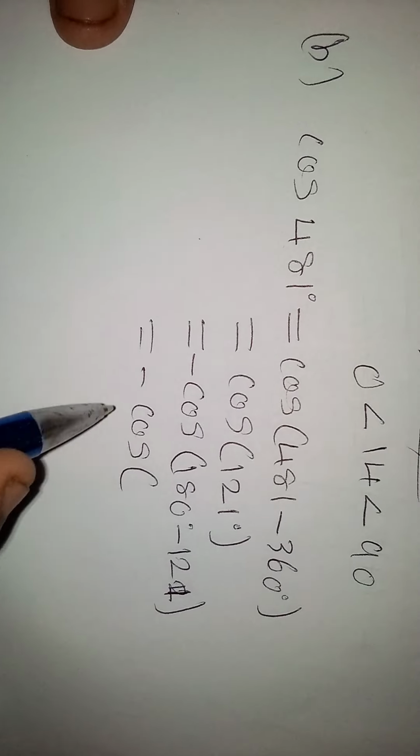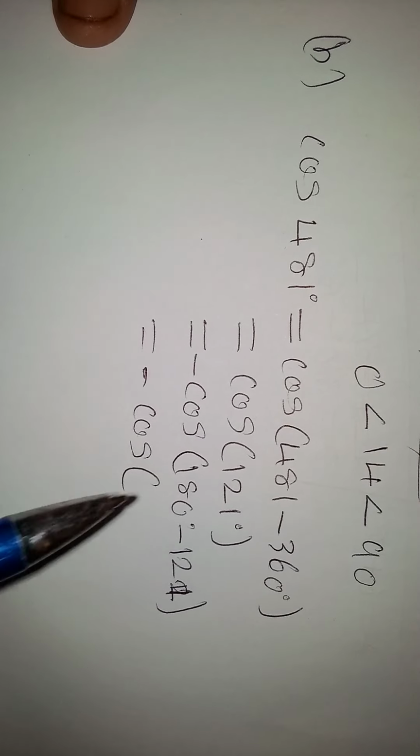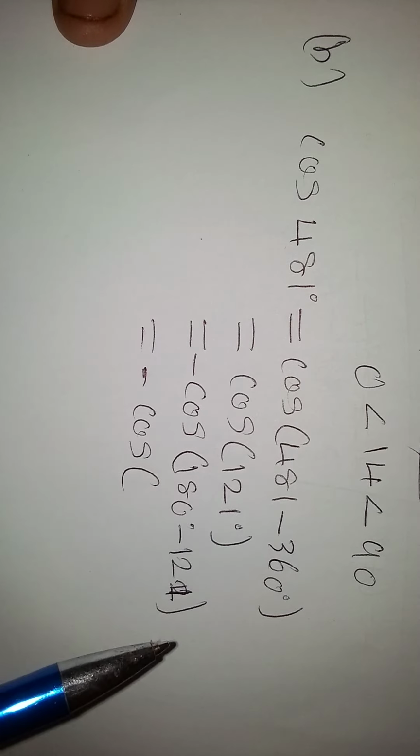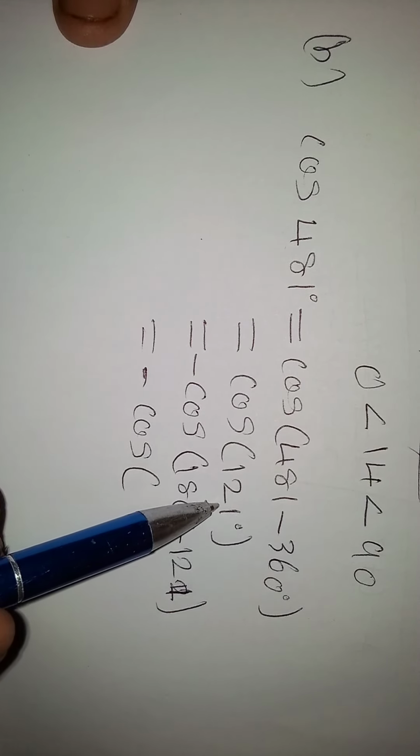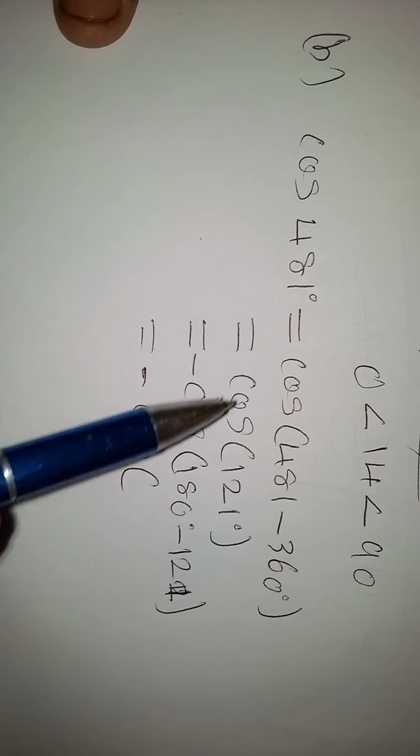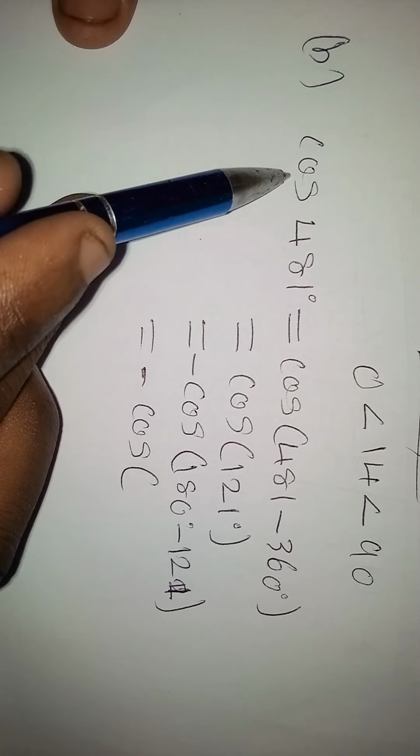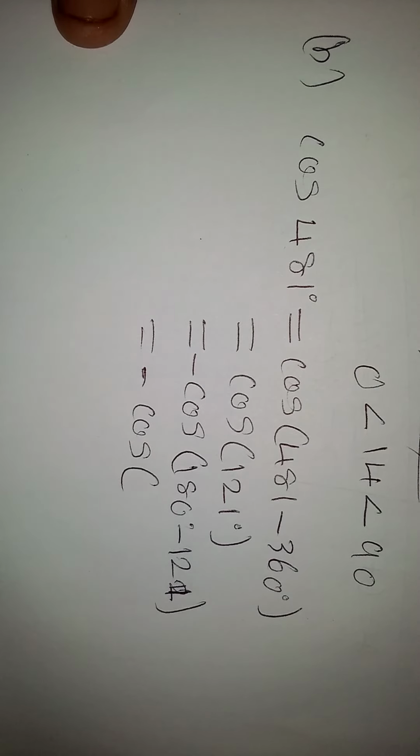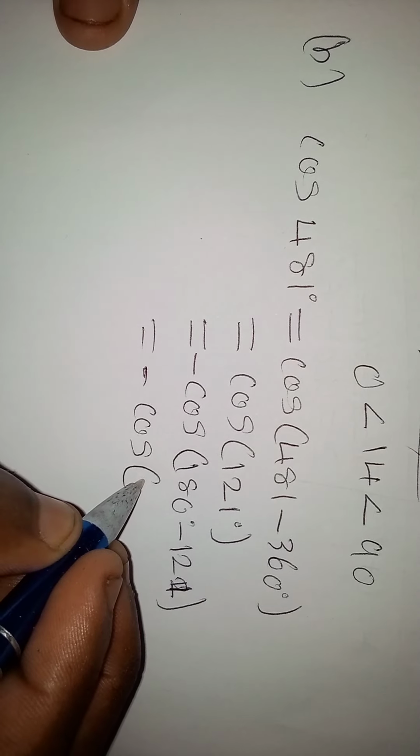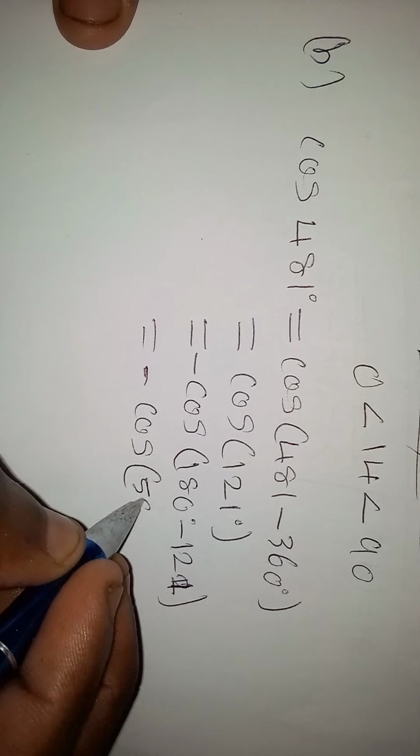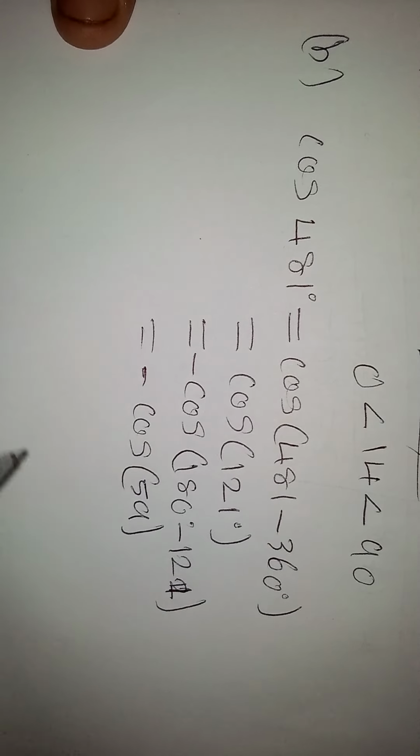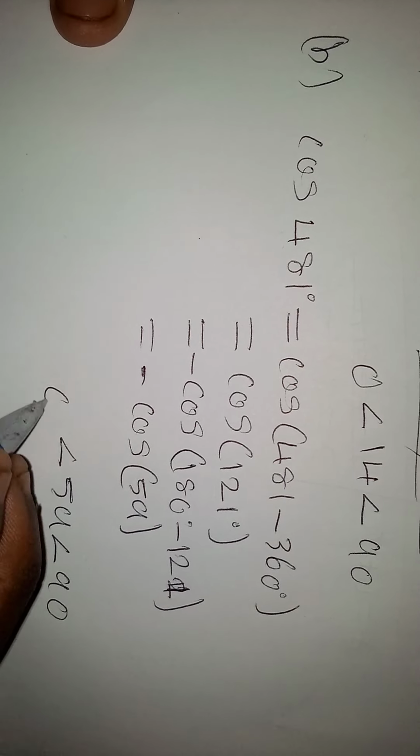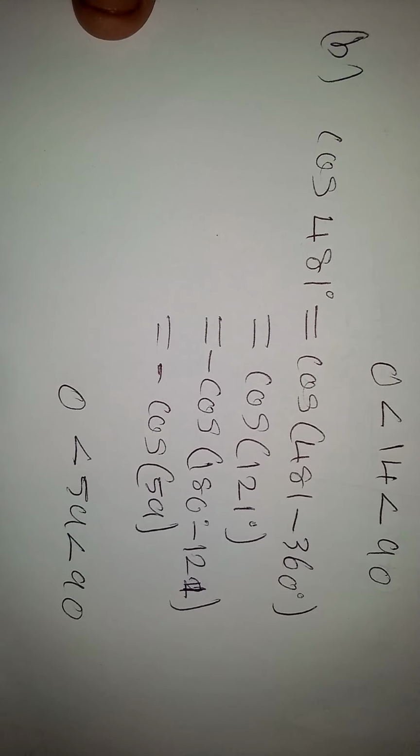The reason I've introduced the negative is because 121 is in the second quadrant, and cos in the second quadrant is negative, meaning the value of the cos is negative. So we are going to have 59. And 59 is between 0 and 90 degrees, so it is an acute angle.